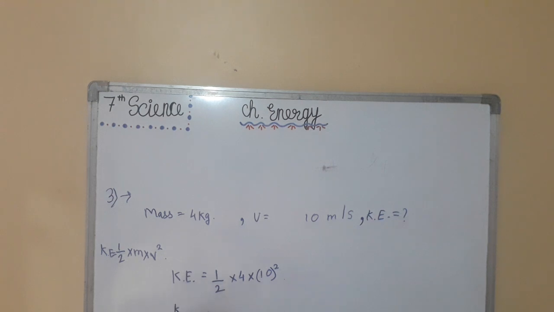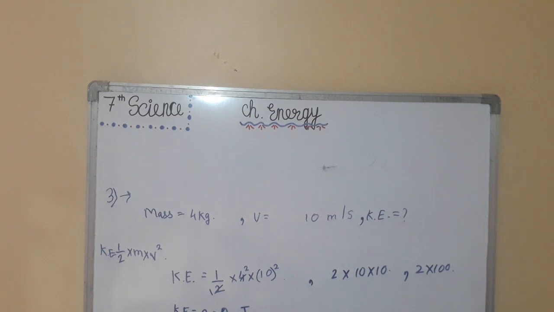Now, kinetic energy is equal to, 2 ones are 2, 2 twos are 4. And here 2 into 10 square means 10 into 10, 100. 2 into 100. Therefore, kinetic energy will be 200 joules.